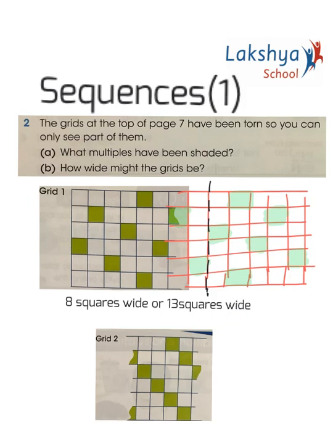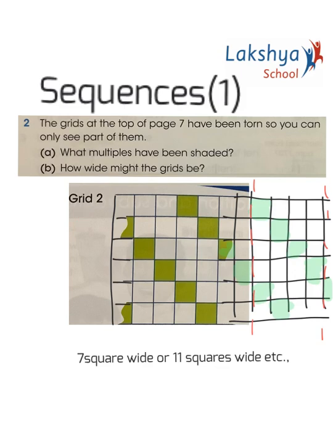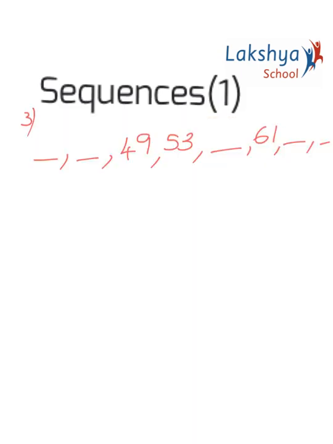Let's work with grid 2. When you observe grid 2, here I have extended the grid to match the multiples of 4. So this grid would be 1, 2, 3, 4, 5, 6, 7 squares wide or 8, 9, 10, 11 squares wide to complete the shaded part of multiples of 4. Do remember that the grid continues to extend in the same way. I have just written 2 of the possible widths.